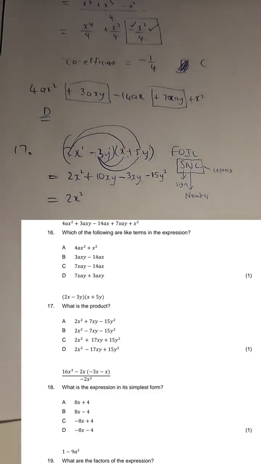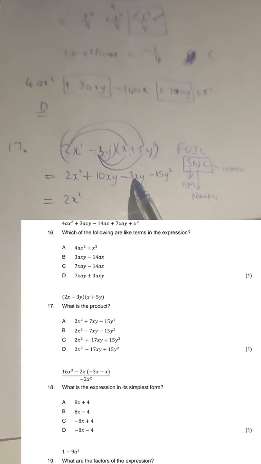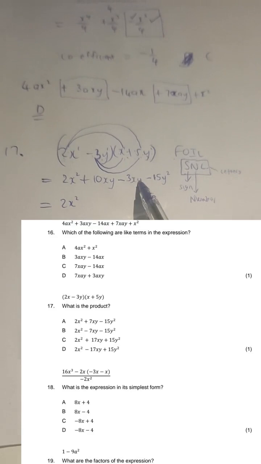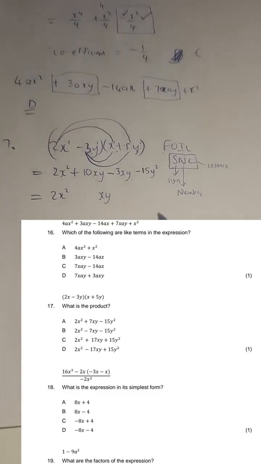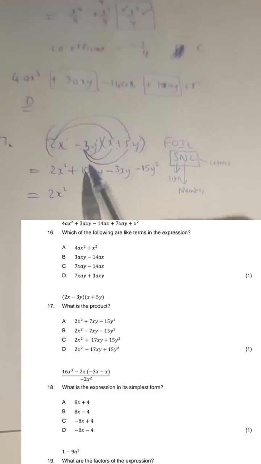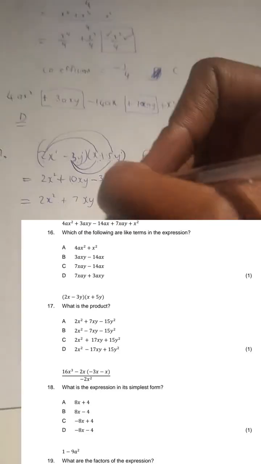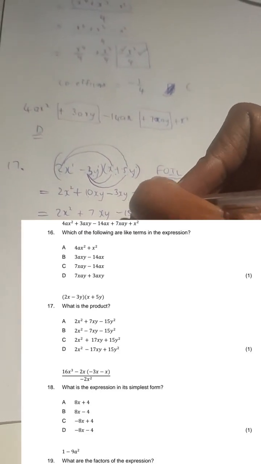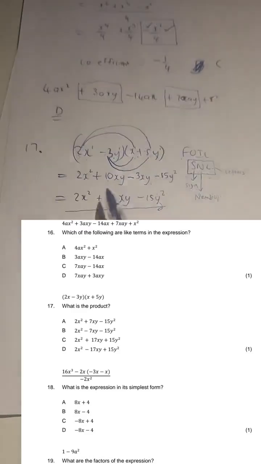Nothing is like it, so nothing is going to be added to 2x squared. 10xy minus 3xy: when we have like terms, we keep the variable xy and add or subtract the coefficients. What's 10 minus 3? That's plus 7. And then minus 15y squared. This is our answer. Now, we double check.